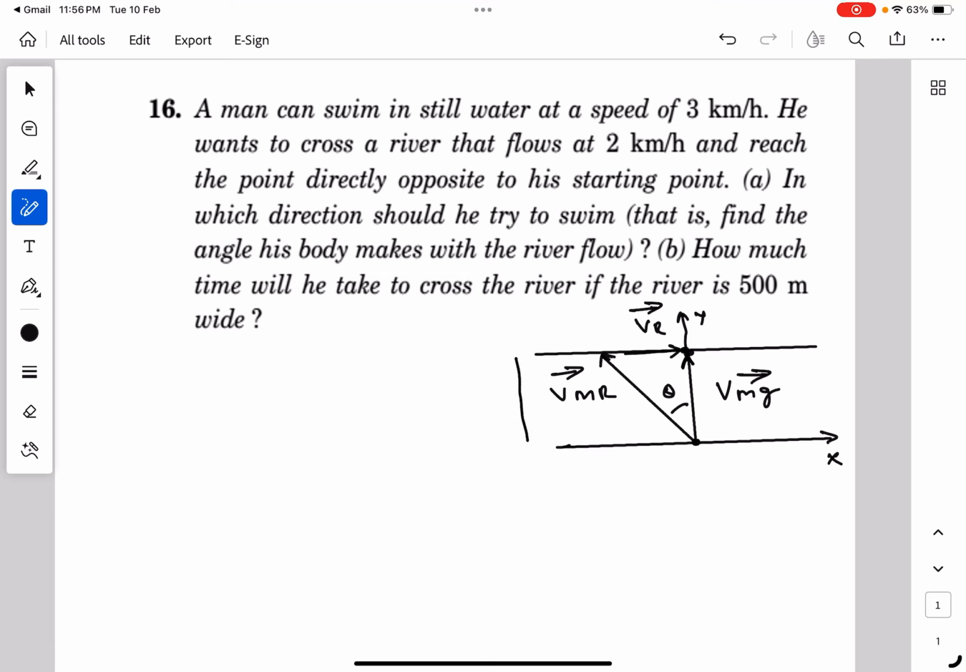The width of the river is given to us 500 meter. Let us say this is 0.5 kilometer. The velocity of river is given to us 2 kilometer per hour and velocity of man with respect to river is 3 kilometer per hour. So we can write velocity of man with respect to ground is equal to velocity of man with respect to river plus velocity of river.